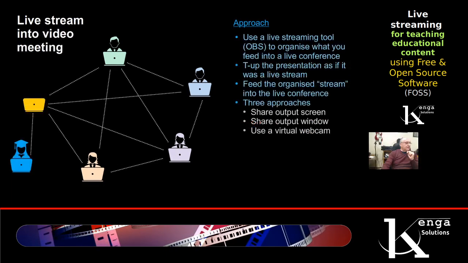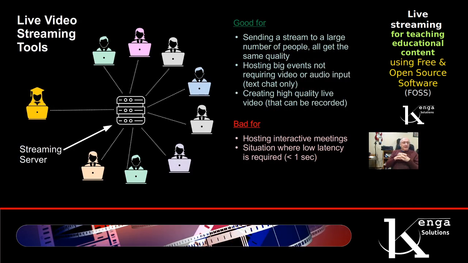If I go on to look at what live video streaming tools do, basically, if you're the yellow teacher here, you are broadcasting to a server, and the server is broadcasting out to anybody who wants to connect. And the impact of that is you can get very high quality video. Everybody sees the video as good as they can given the network that they're on, and it doesn't have the inefficiencies of everybody communicating with everybody else at the same time. So it's good for sending a stream to a large number of people.